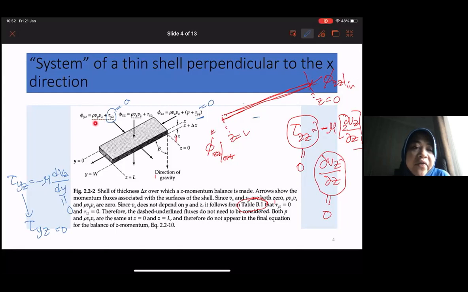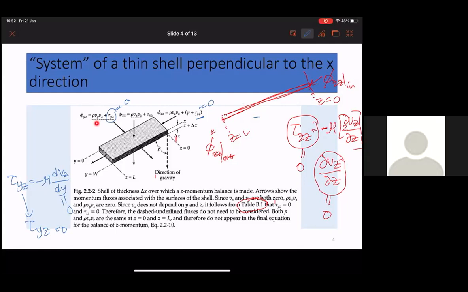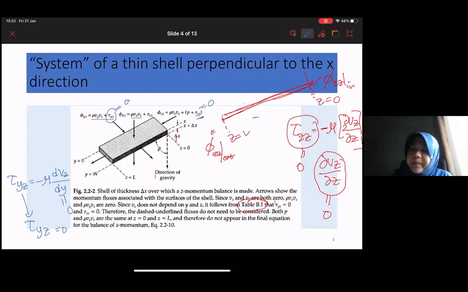Phi y. Do we have phi y? Phi to the direction of y? No, Bu. No, in the direction of w there isn't any, right? From 0 to this side, we don't have any difference. We don't have a difference of the velocity up here. So this would be equal to 0 as well.